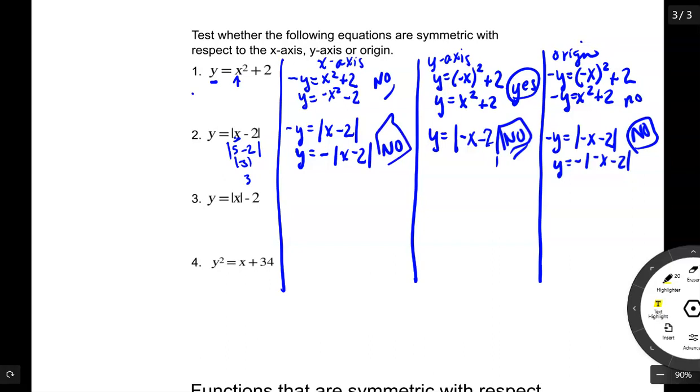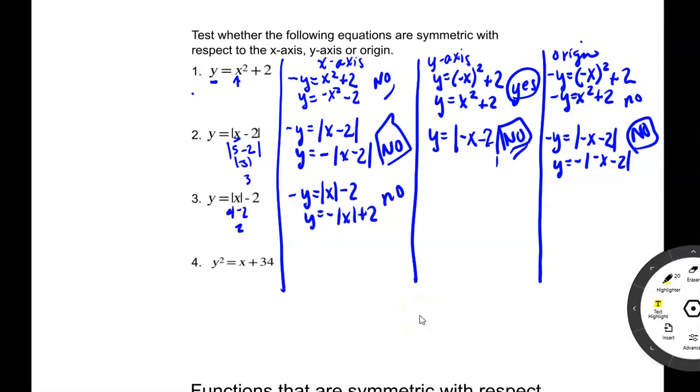So the example we just had here, y equals absolute value of x minus 2, is not symmetric in any of the 3 ways that we're talking about. Next one, negative y. Remember, for this we're replacing the y with negative y. I can divide through by the negative. And clearly that's not the same as negative absolute value of x. And you could plug a number in and see that that's not true.